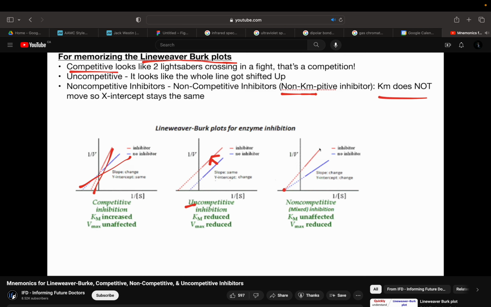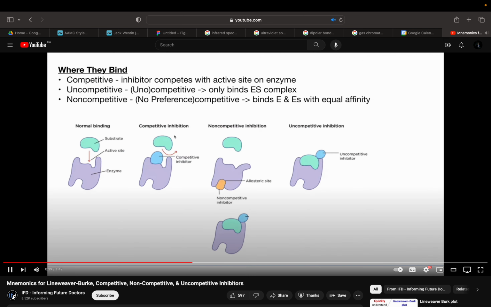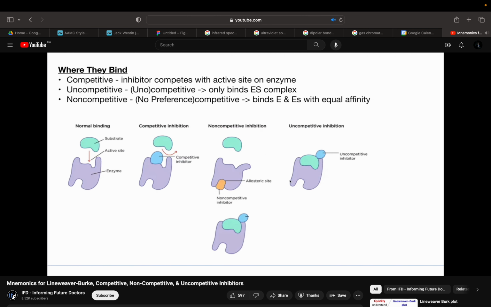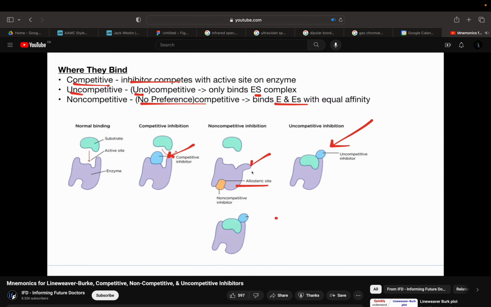Another way you can memorize it is that if you take a line and you draw it like this, it kind of makes the graph look like a capital N. You also need to know where they bind, meaning are they binding at the active site, or is the inhibitor binding allosterically like it is here? For competitive, think the inhibitor competes with the substrate, so it binds at the active site. For uncompetitive, I think uno-competitive, meaning it only binds one location, and that location is the enzyme substrate complex. For non-competitive, I think no preference, meaning it binds both the enzyme and the enzyme substrate complex with equal affinity. This is it binding the enzyme, this is it binding the enzyme substrate complex.